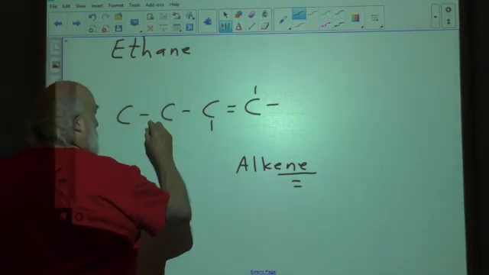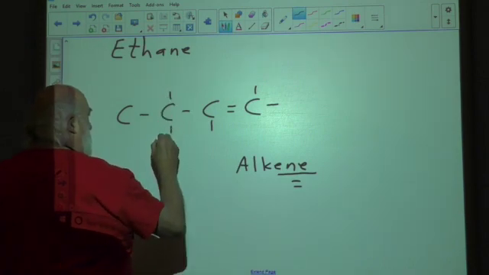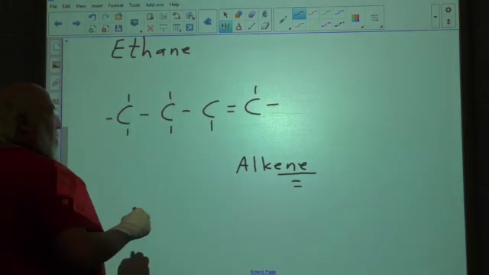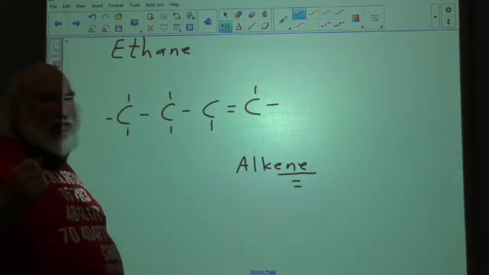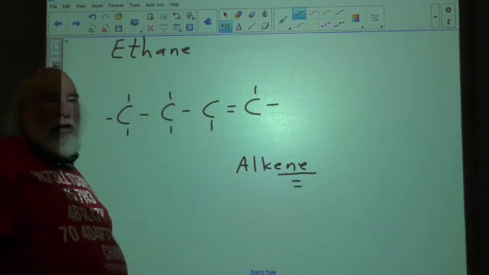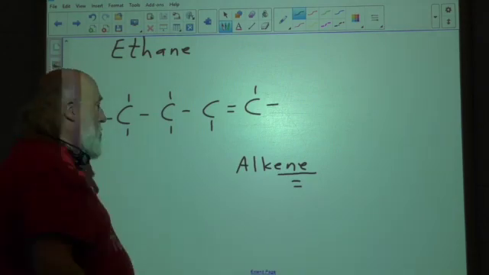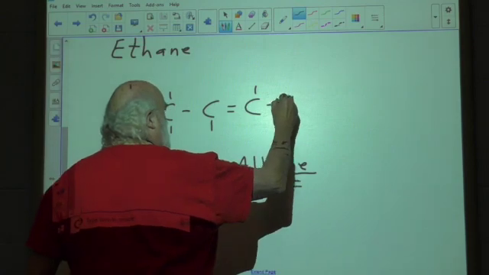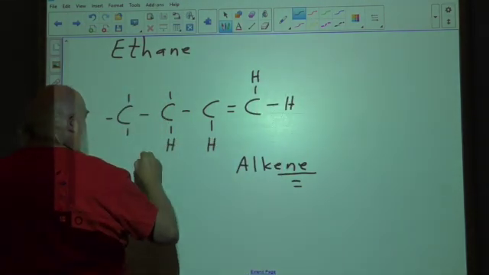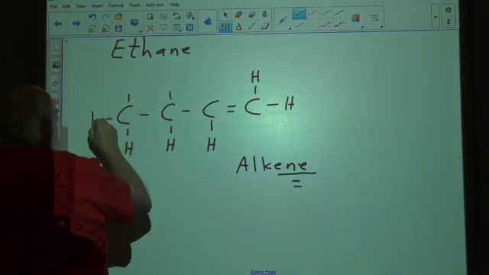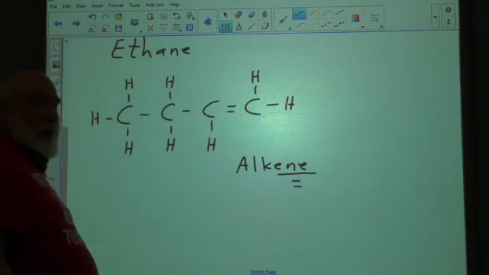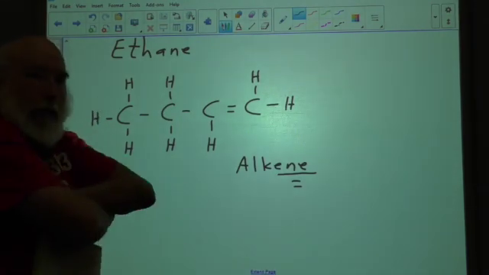We have 1, 2, 3, 4. And we have 1, 2, 3, 4. So every carbon should have 4 lines in some form. Now the ones that are not bonding to the carbons are now going to bond to the hydrogens. So we put hydrogens here. Okay?